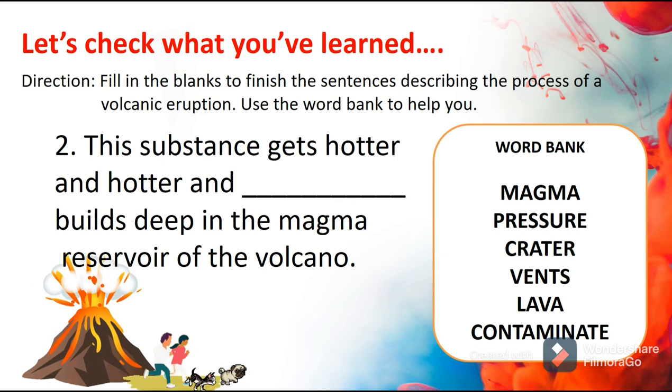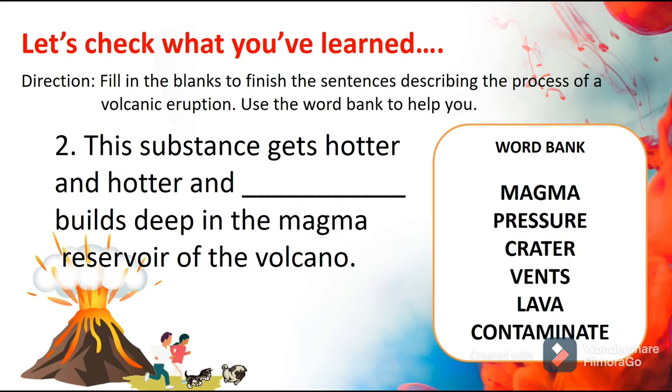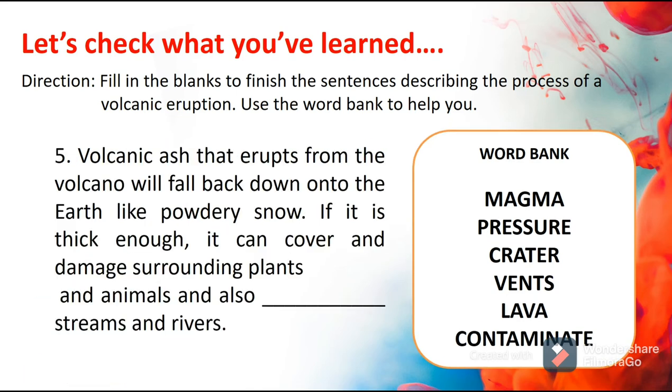Number 2, this substance gets hotter and hotter and blank builds deep in the magma reservoir of the volcano. Eventually, magma will push up towards the surface of the earth through the volcano's blank and escape through blank in the earth. When magma erupts from the volcano, it is called blank. And number 5, volcanic ash that erupts from the volcano will fall back down onto the earth like powdery snow. If it's thick enough, it can cover and damage surroundings, plants and animals, and blank streams and rivers.